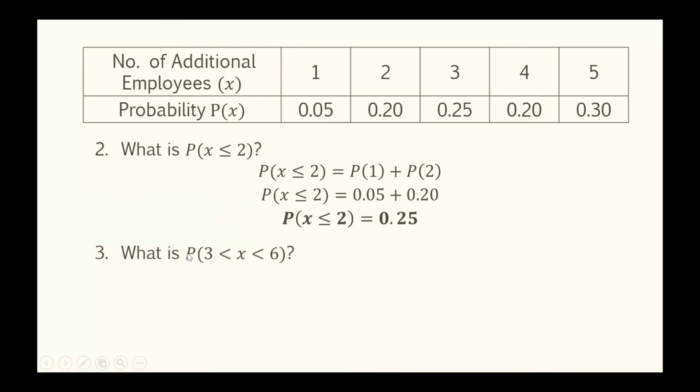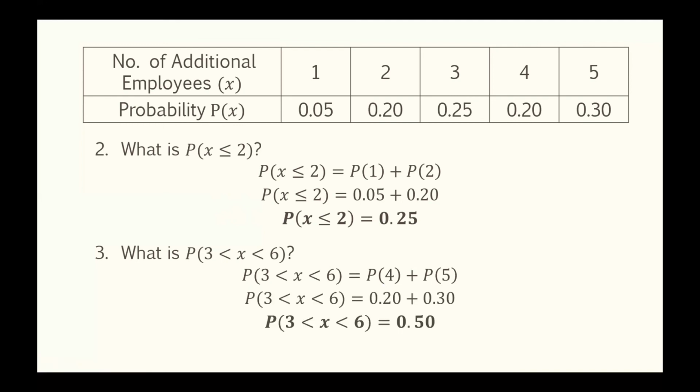And number 3, what is P of 3 less than X less than 6, or between 3 and 6? We don't have equal sign here, so meaning 3 and 6 are not included. So only the numbers between them. That is 4 and 5. So we're going to get the probability of 4 and the probability of 5, and then we're going to get the sum. Final answer, we have 0.50. So the probability of 3 less than X less than 6, or between 3 and 6, is 0.50 or 50%.